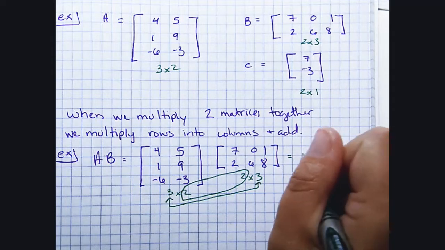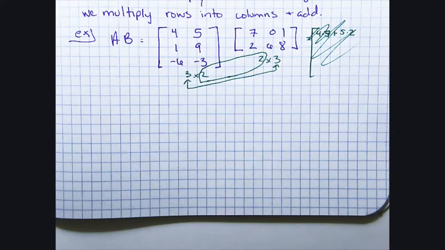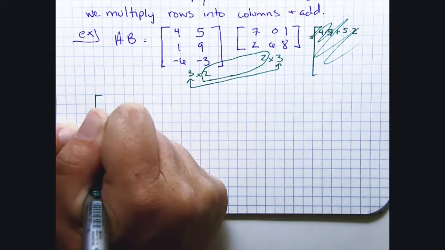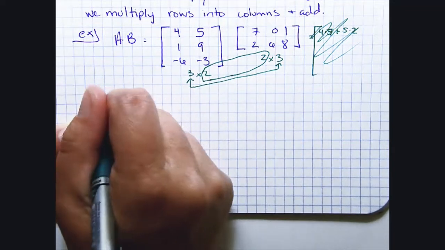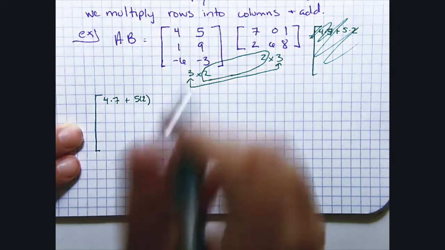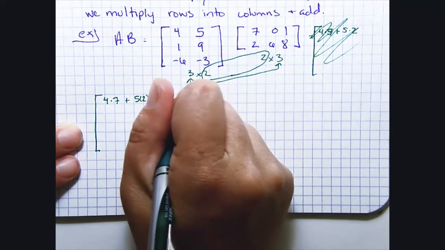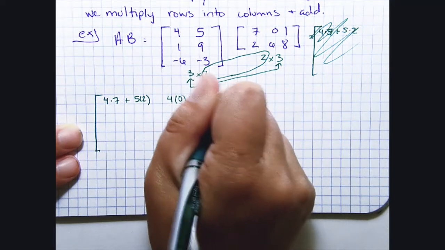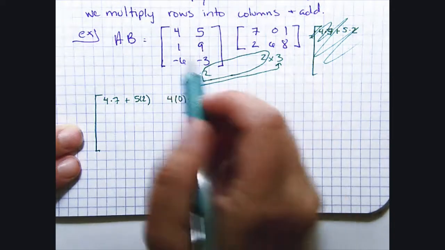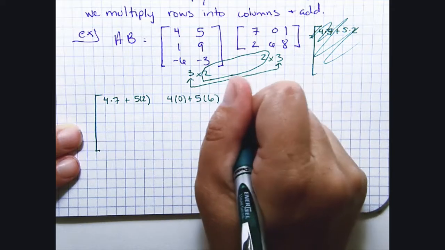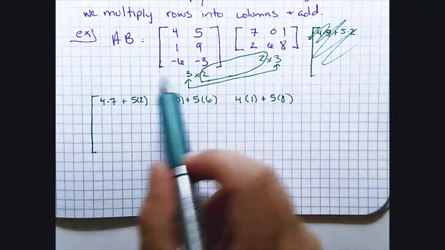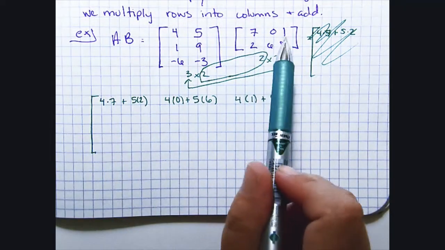And I hope I can do this. And I'm going to show you all the work, hopefully I have room here. We multiply row 1 into column 1. So it's 4 times 7 plus 5 times 2. And then row 1 into column 2. 4 times 0 plus 5 times 6. So row 1, column 2. And you essentially pick up the row and flip it. And then row 1 into column 3. 4 times 1 plus 5 times 8. And so that is multiplying row 1 into columns 1, 2, and 3.